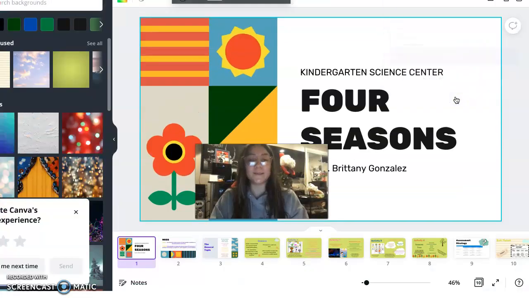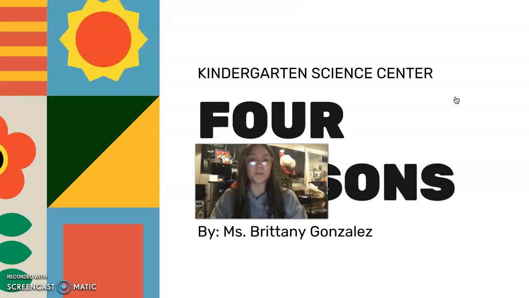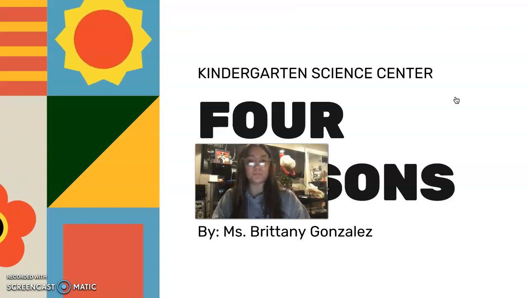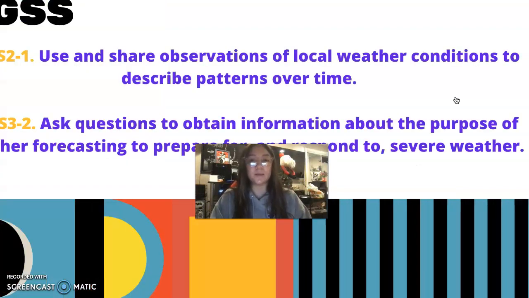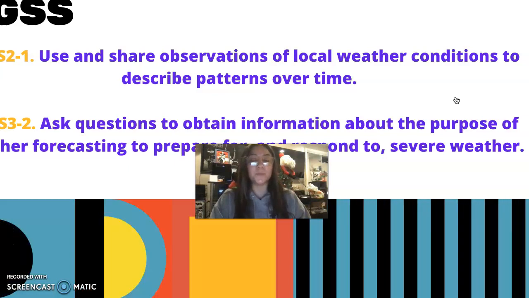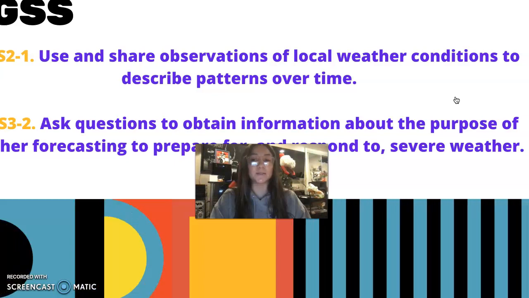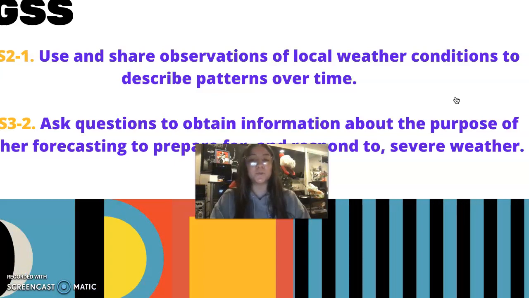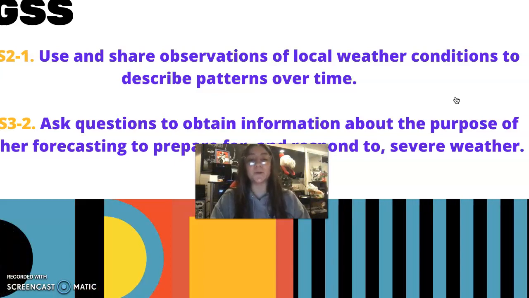Hi everyone, this is my Science Center on the 4 seasons for kindergarten grade level. These are the NGSS standards that I chose to fit best for my Science Center. So K-ESS2-1, use and share observations of local weather conditions to describe patterns over time.